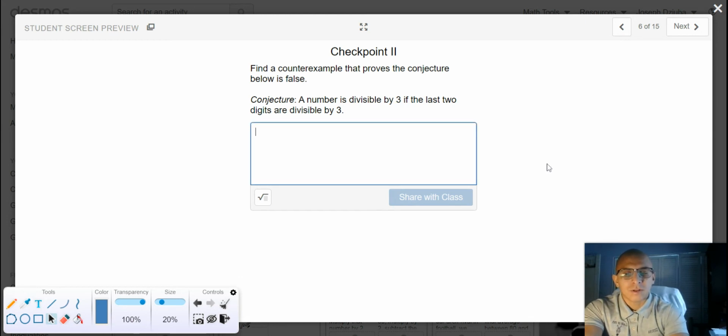Okay. So remember, digits, if I select a number such as, make sure you use this equation editor button, right? Allows you to type math, right? So let's say I select a number of 9,648. The 9, the 6, the 4, and the 8 are considered a digit. So in this instance, we're looking at the last 2 digits and determining if they are divisible by 3, because that's what this conjecture is saying. And we're looking for a counterexample that proves the conjecture false. And once you have your solution, you share that with your class, and you can see what your classmates are thinking as well.